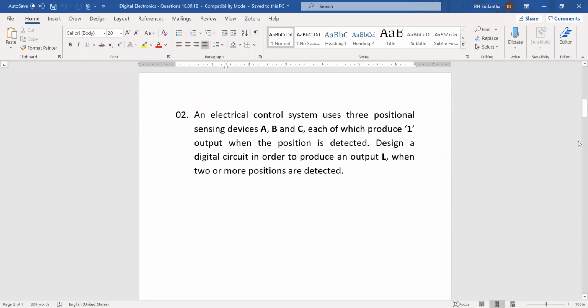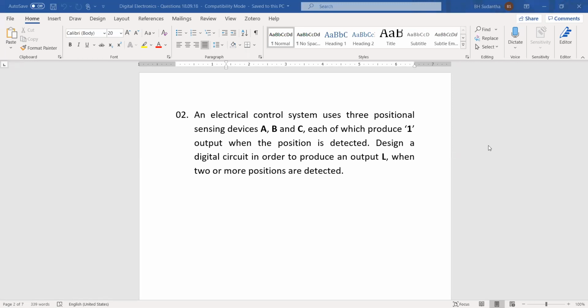This one. Now here you can see, in the previous question you can understand the number of inputs and outputs and also the conditions are straightforward. But here it's not like that. The conditions are there, but they are written in a different way. Sometimes this is the way practical problems come. But you can understand the number of inputs. Here you can see 3 positional sensors are there.